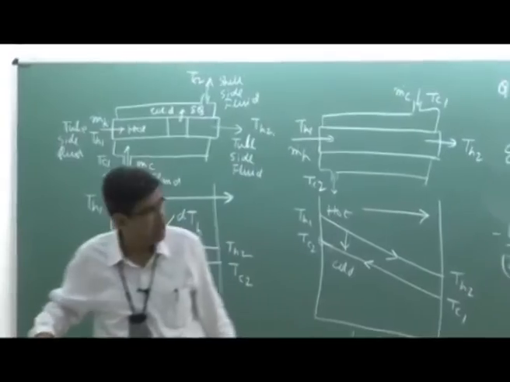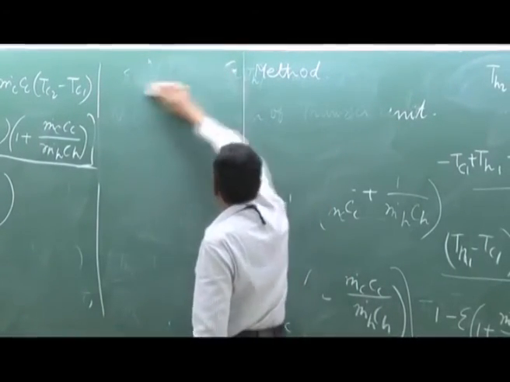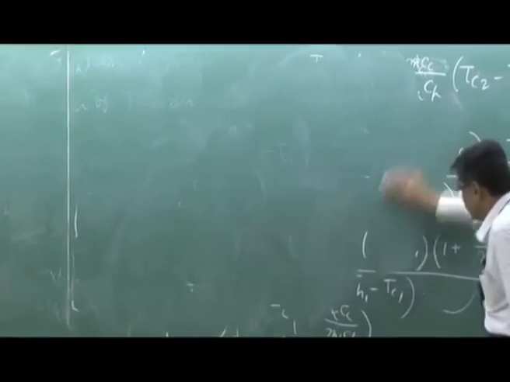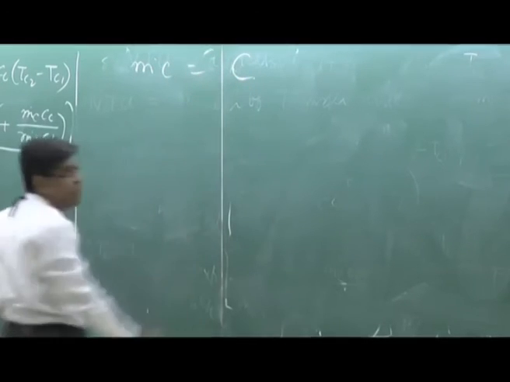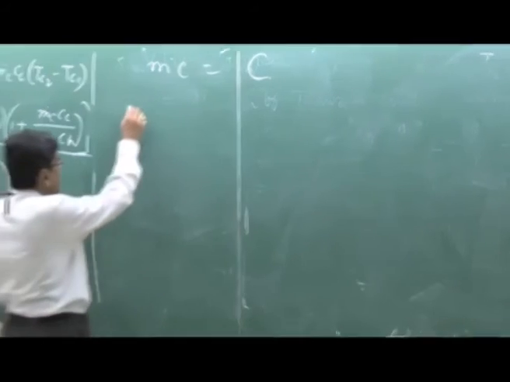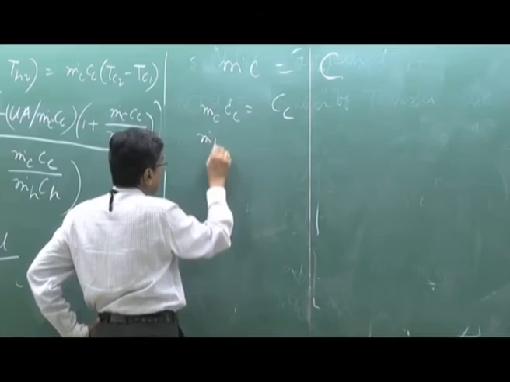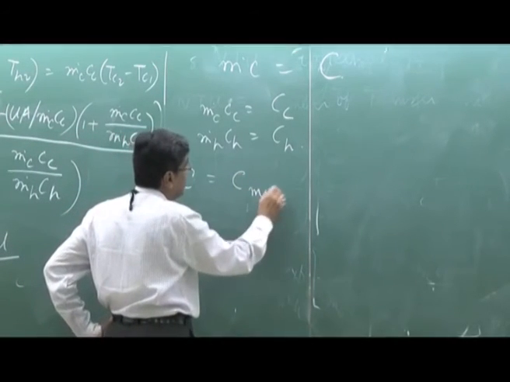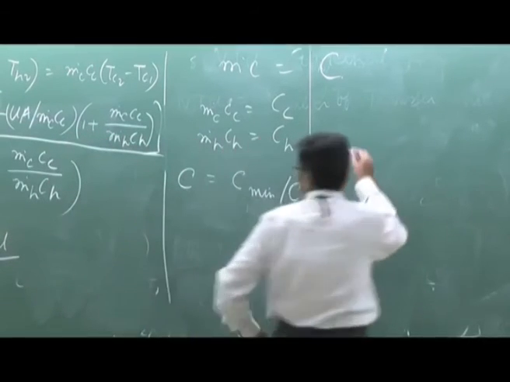Now, if you write in a very generic fashion, a generic expression is like this. If I make a very compact form by defining a parameter, m dot c as the capital C, that means the capacity rate or simply the capacity, m dot c c is C c, and m dot h c h is C h, and if I define C as the ratio of C min by C max, which may be either this by this, or this by this, depending upon the case. In that case, the expression will be very simple.